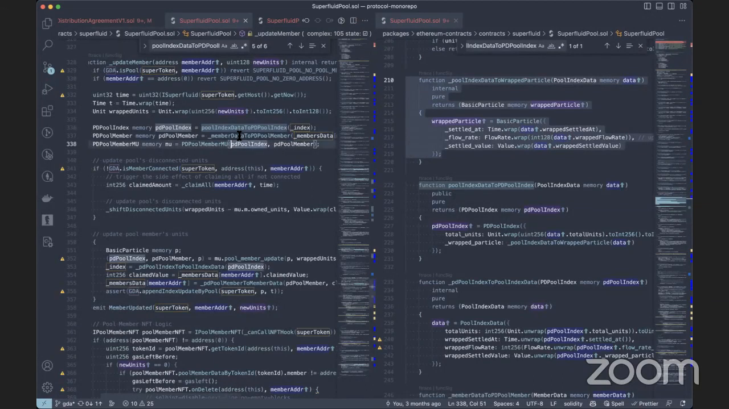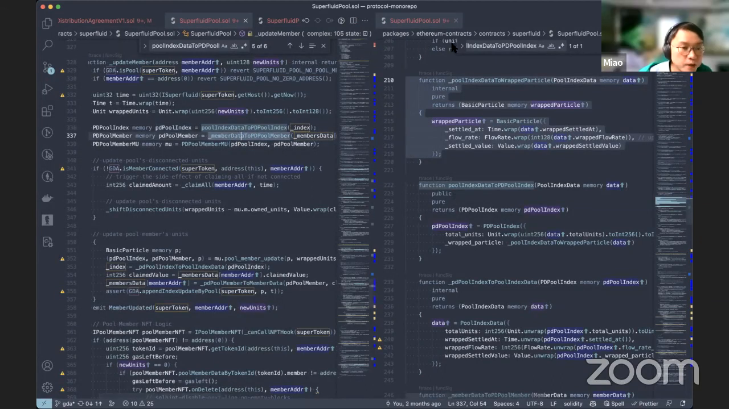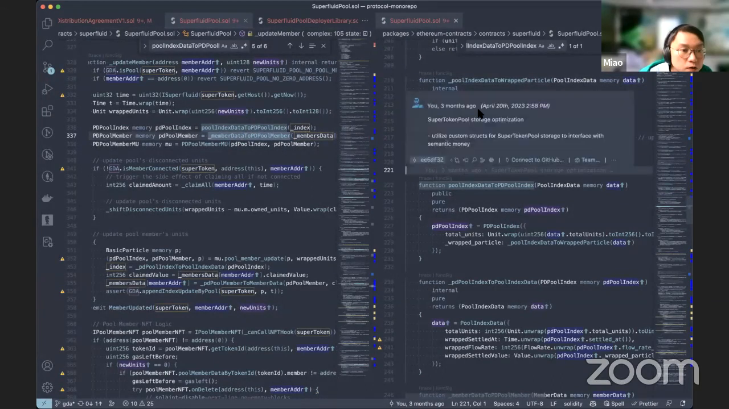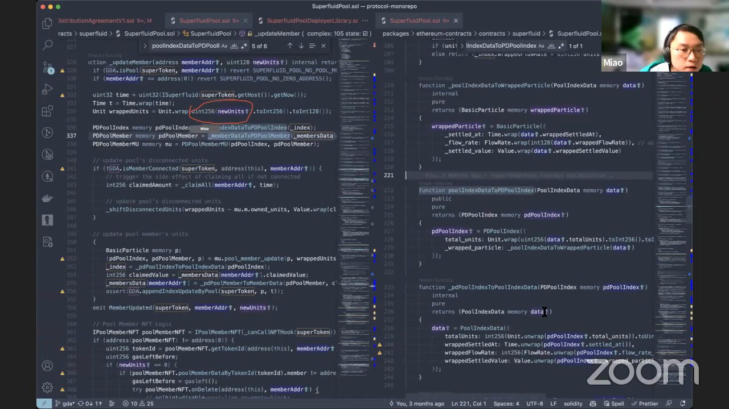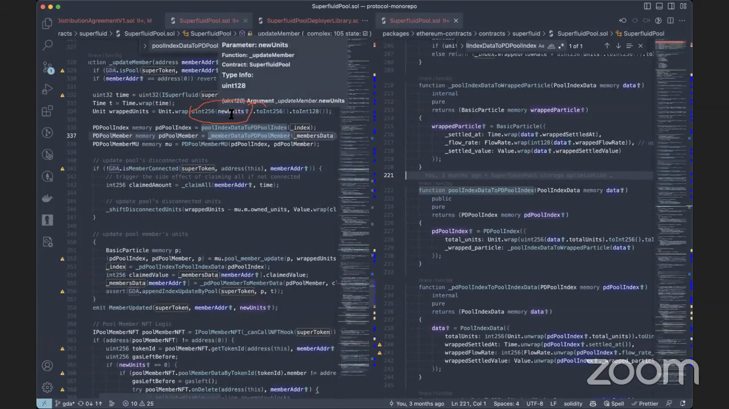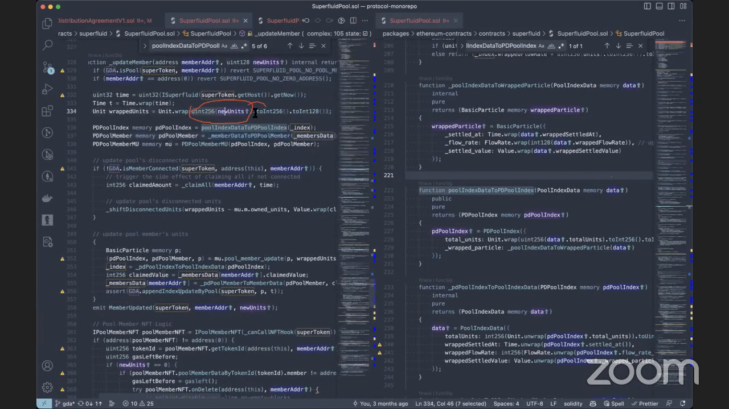Wait, this one didn't do the safe cast, right? Yes, it is safe casted. If it's upcasted, it's always going to be safe. And then we do a toInt256 and then toInt128. So converting it to ints is what requires a bit of extra.